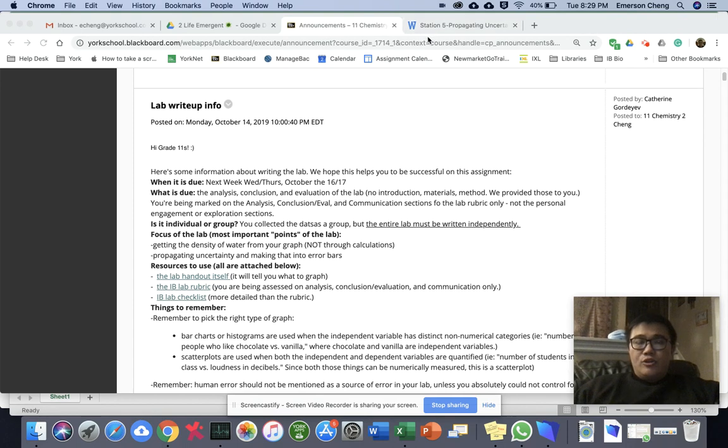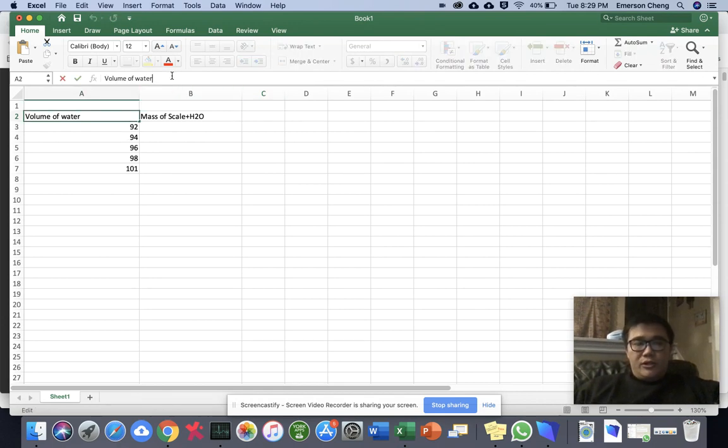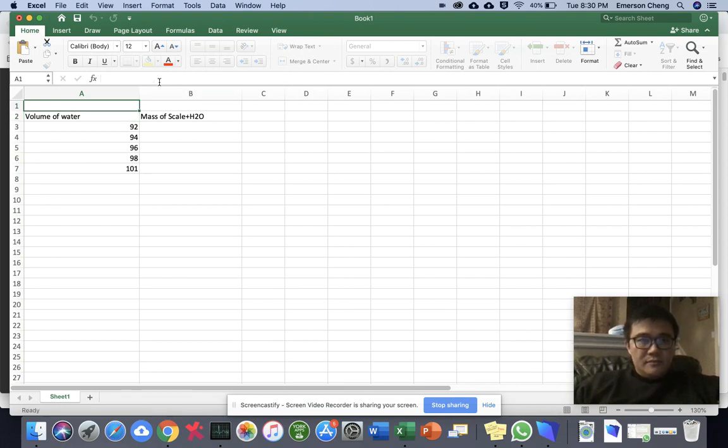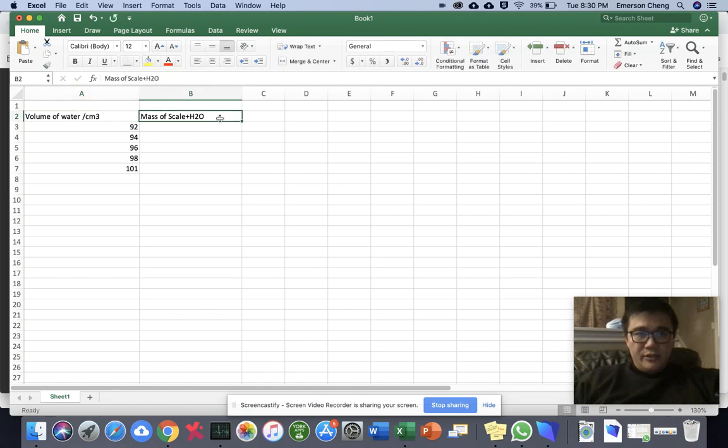Just like those of you who I saw today, I just made up this set of data. The volume of water should be in per centimeter cubed. So that is in centimeter cubed. Per centimeter cubed. And that will have to be exponential. I'll do that a little bit later. Now this one is per grams. Okay. So in this case, when we make the graph, I'm just going to make up some numbers.